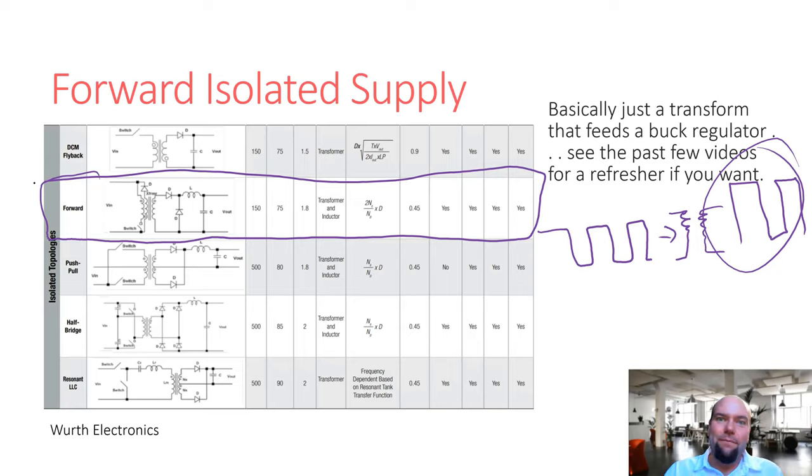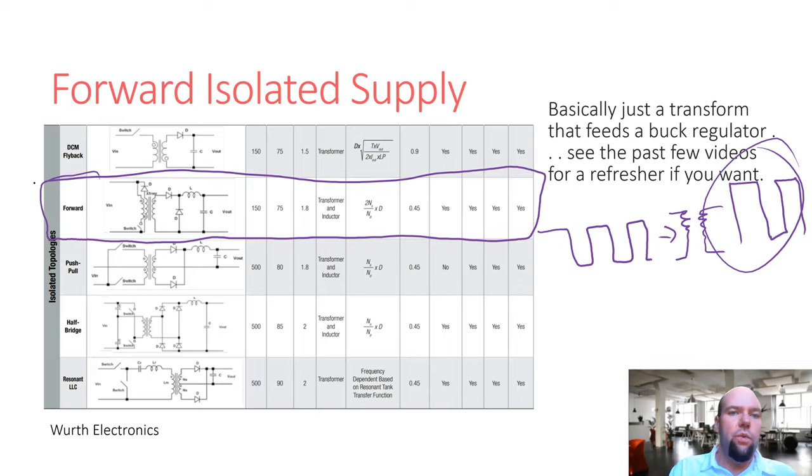And then, what did we say at the very beginning of supplies? Why do we like AC? Because it's easy to transform. So the simplest thing to do is just chop up a DC to make an AC and transform it, and then just do the normal AC to DC after that. That's what we're doing. I think I just said the same thing like five different times. I don't know why I'm repeating myself.